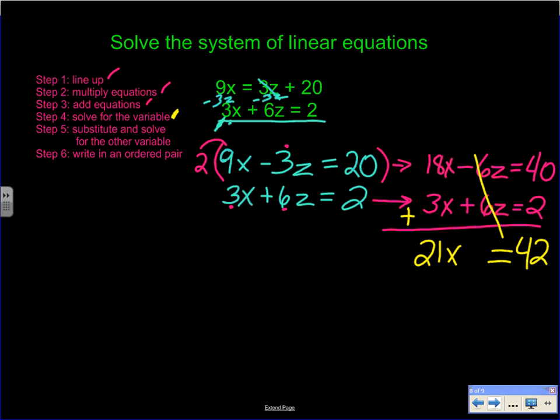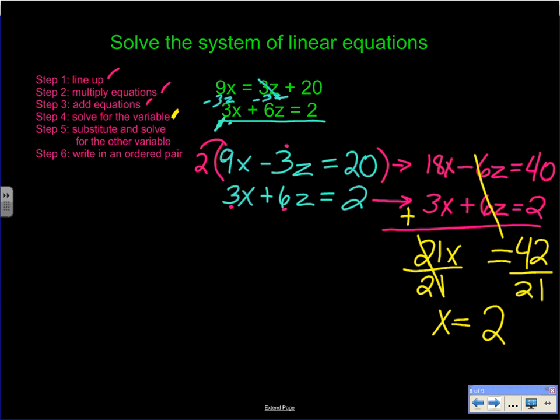Step number 4 over here says solve for the variable. Well, let's solve for that variable by dividing both sides by 21. So x is equal to 2.